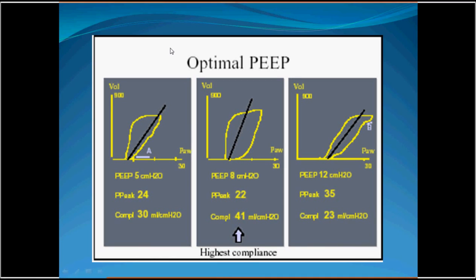Look at this. What is the optimal PEEP? This is a patient when you put a PEEP of 5 centimeter water. The peak pressure produced here was 24 centimeter water, and the compliance we measured was 30 ml per centimeter water. When we increase the PEEP from 5 to 8, look at this. This is a big pressure decrease and the compliance increased. Well, if we increase it more from 8 to 12, the peak pressure increases and the compliance decreases. This means that this is the best PEEP to be applied for this patient.